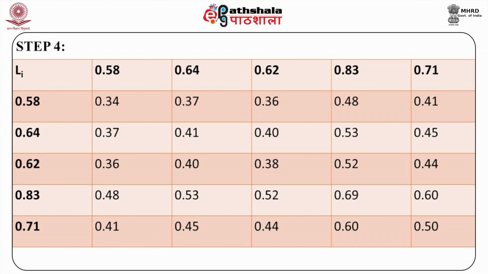Therefore, the cross product matrix is 0.34, 0.37, 0.36, 0.48, 0.41; 0.37, 0.41, 0.40, 0.53 and 0.45; 0.36, 0.40, 0.38, 0.52 and 0.44; 0.48, 0.53, 0.52, 0.69 and 0.60; 0.41, 0.45, 0.44, 0.60 and 0.50.